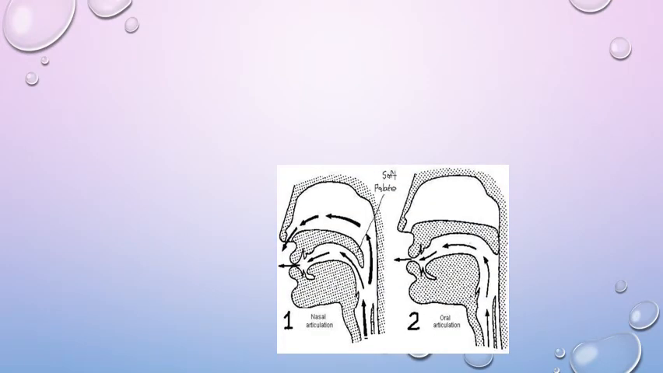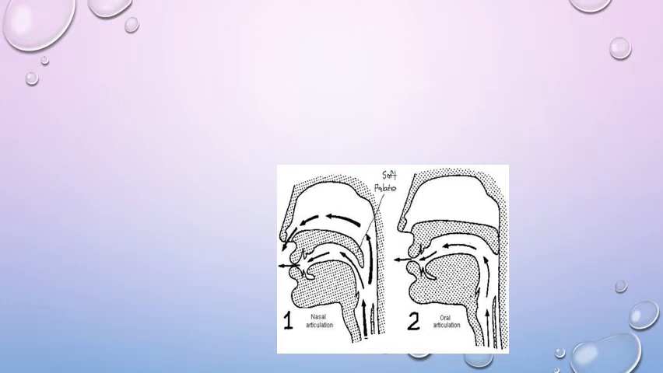So through this diagram you can find out nasal articulation. The first one, see, the arrow mark is given. The air that comes out from the lungs goes to the throat and goes through the nose passage. If you keep your mouth shut, air will not pass out through the mouth. Here, even if there is a slight opening, the air can pass through the mouth.